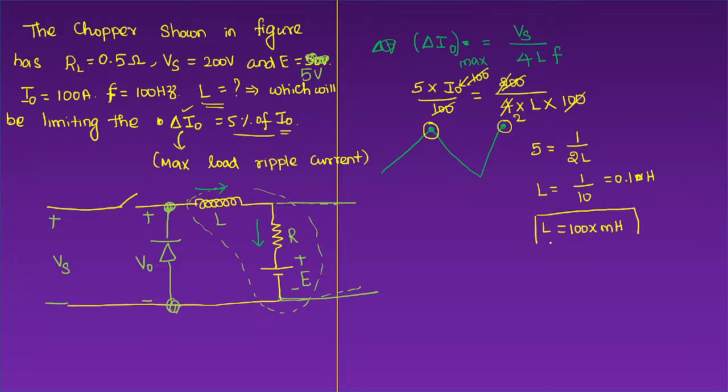If you keep this value, it will help us maintain the maximum ripple current as 5% of the output current, or average output current. That's all. Just note it down. Now let us move on to the next question. I will be bringing some new things.